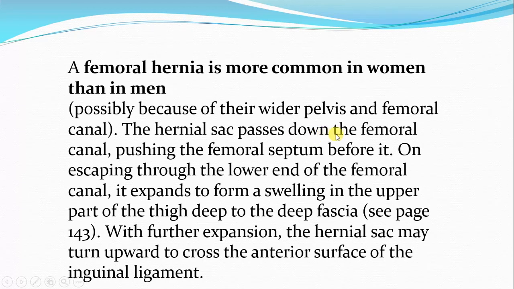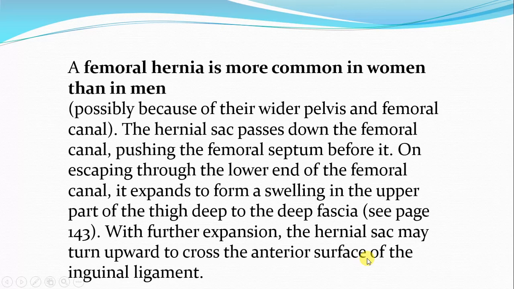Hernial sacs pass down the femoral canal, pushing the femoral septum before them, escaping through the lower end of the femoral canal, expanding to form a swelling in the upper part of the thigh, deep to the deep fascia. With further expansion, the hernial sac may turn upward to cross the anterior surface of the inguinal ligament.